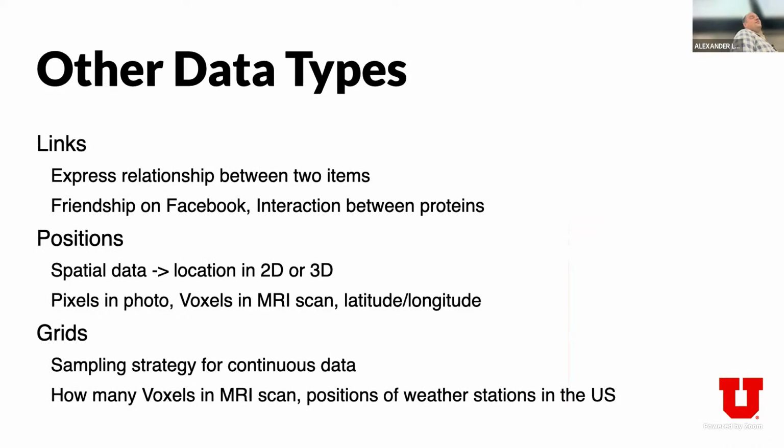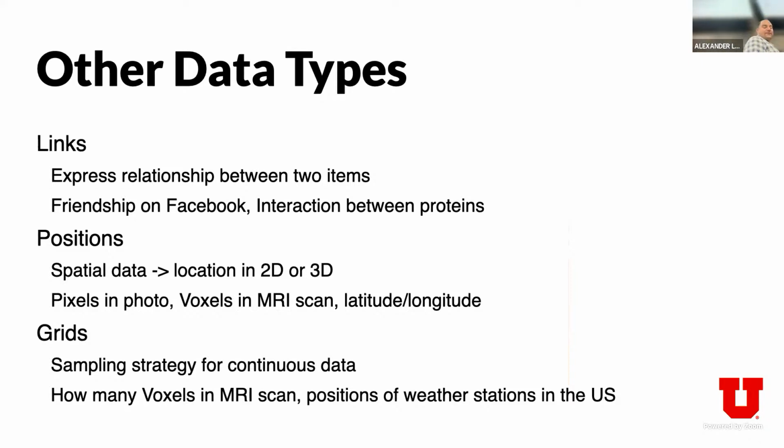Other data types are links. Links express relationships between two items. So a traditional example is friendships on Facebook, right? These are social networks, or interactions between proteins. But of course, you can create these links very flexibly. And then we have positions. This is for spatial data. The location in 2D, for example, on the Earth's surface, or in 3D, like pixels in a photo, voxels in an MRI scan, or latitude, longitude on a map.